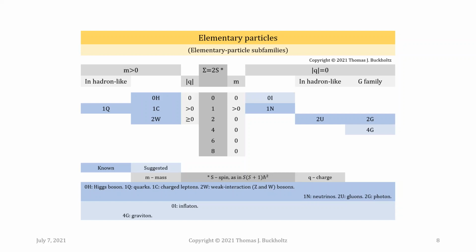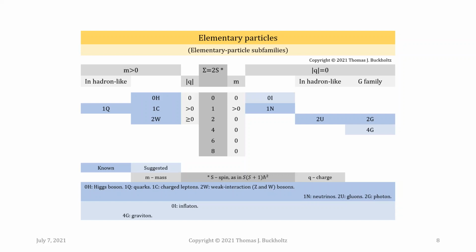All particles to the left of the spine have positive mass. Some of those particles have zero charge. All particles to the right of the spine have zero charge. Some of those particles have positive mass. Some elementary particles appear, in today's universe, as far as people know, only in protons, neutrons, and other hadron-like particles. The name for each subfamily consists of the number sigma followed by a letter.